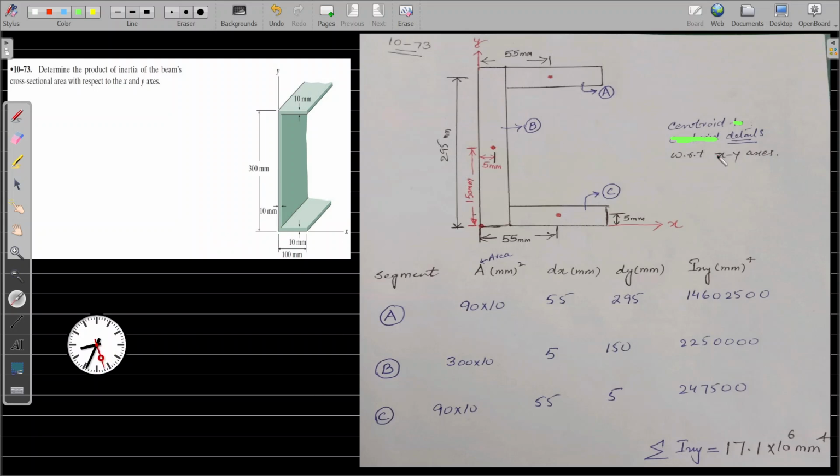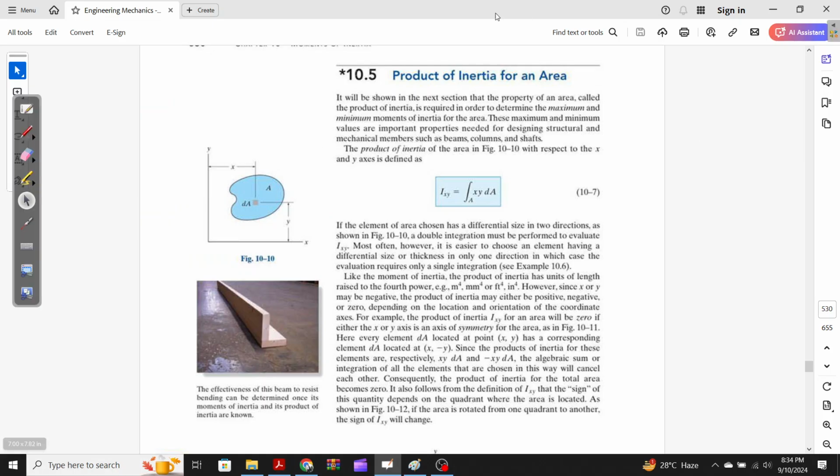Just a brief reminder, if you want to know what a product moment of area is, we symbolize it as Ixy, which equals the integral of xy dA. We have to calculate the distance of this differential element dA along the x-axis and along the y-axis, which are x and y. For this differential area dA, these x and y distances from the axes can be positive or negative.